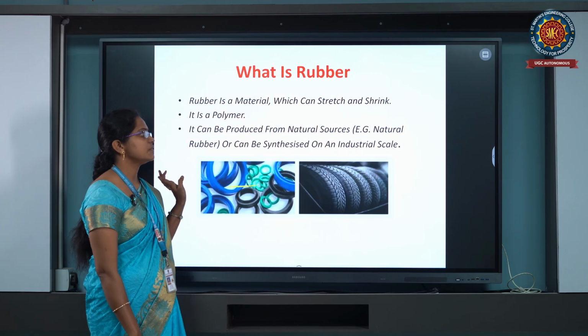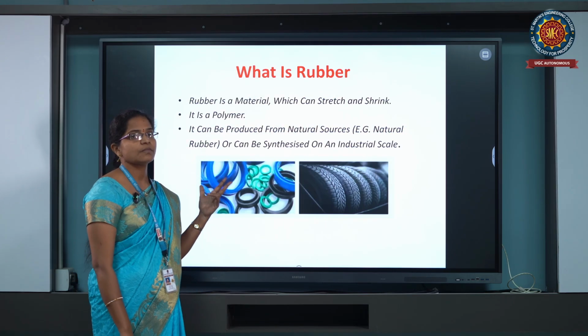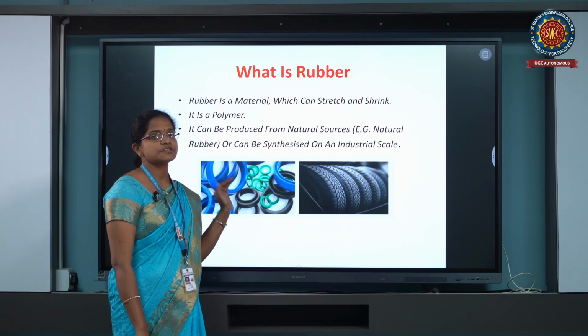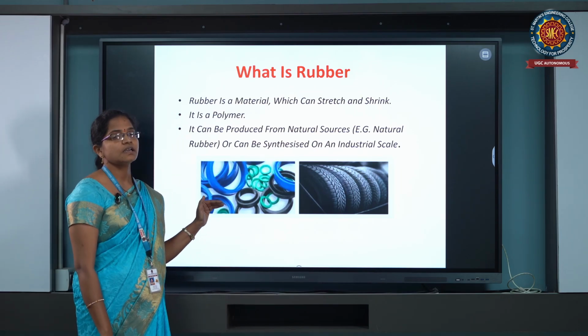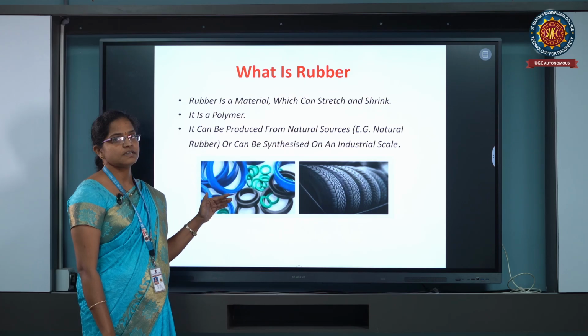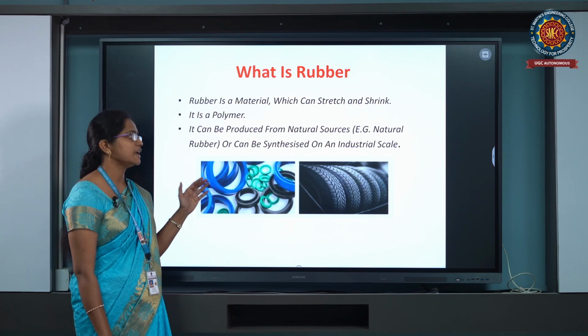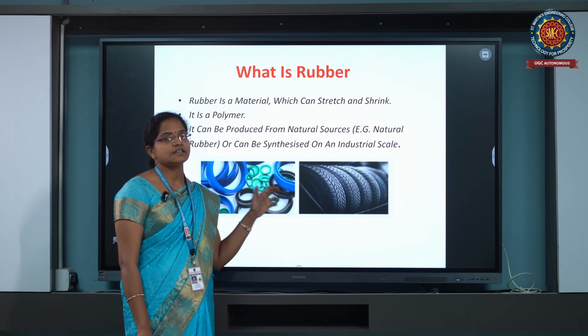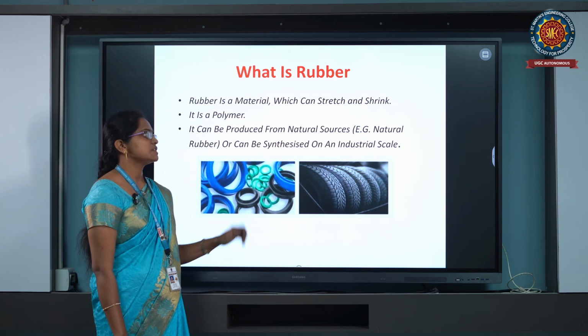Okay, what is rubber? First of all, how to prepare the rubber? How to collect the rubber? Natural rubber, you have to collect from different trees. Different trees means rubber trees. The trees are different in your country and other countries also. You have to collect the rubber from the rubber trees.